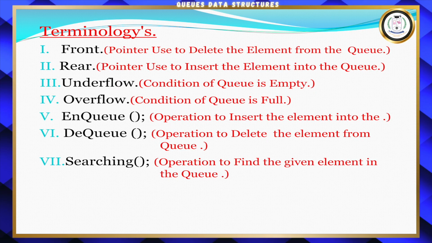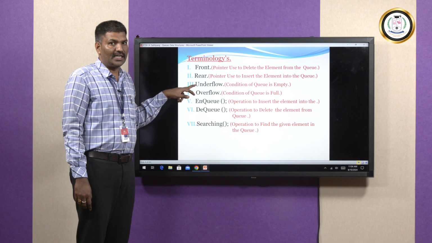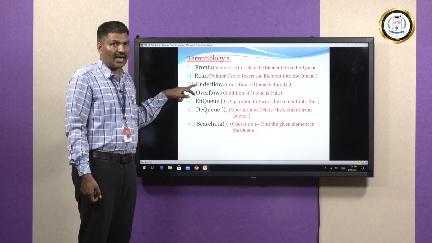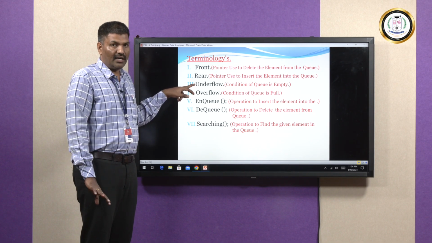Underflow and overflow, there are two conditions. Before inserting and deleting, we need to check the condition. If you want to delete an element, the queue must contain some value. If you want to insert an element, the queue must have some empty space; if the queue is full, we cannot insert the element.